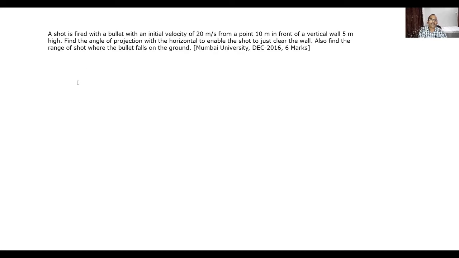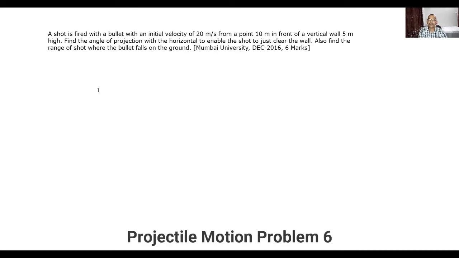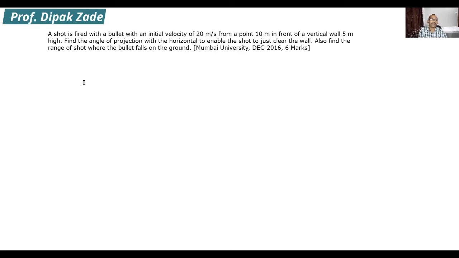And what is asked in the problem? Find the angle of projection, that means theta 0, with the horizontal to enable the shot to just clear the wall. That means theta 0 you have to find out. Also find the range of the shot where the bullet falls on the ground. Okay, what we'll do, we'll try to draw one figure here so that all distances we can easily represent here.